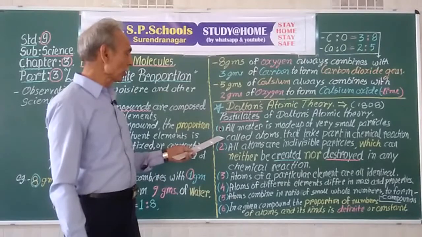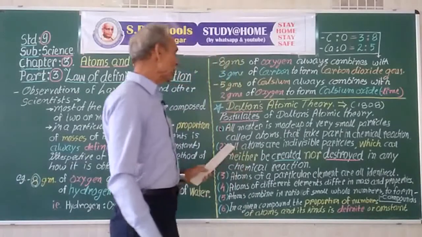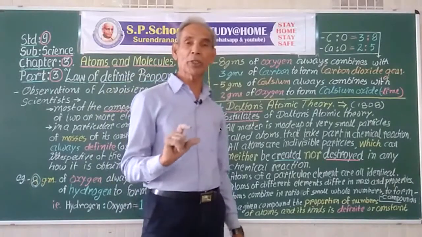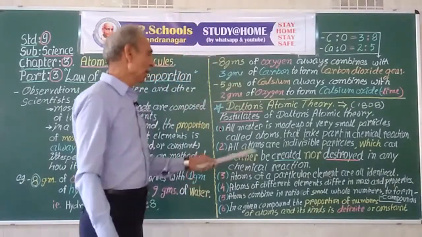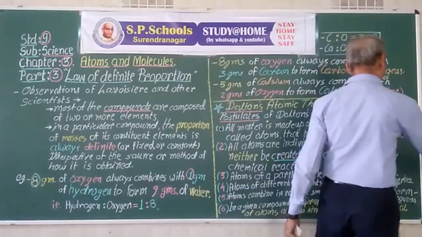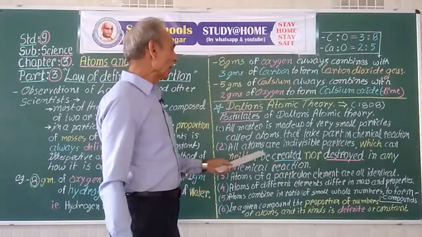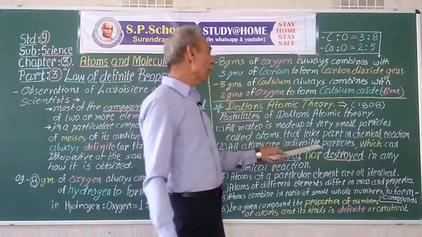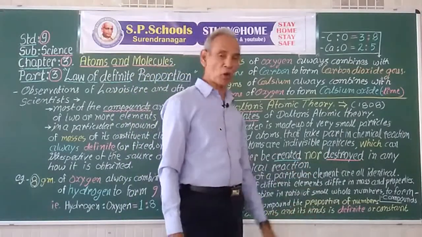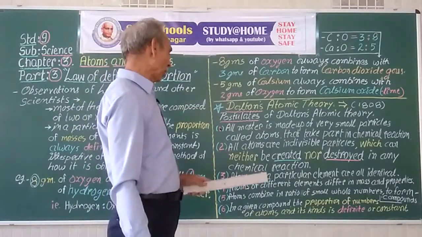Postulates. First postulate: all matter is made up of very small particles called atoms. The Greek name was given by Lavoisier and Proust: atoms. These atoms take part in chemical reactions. All atoms of an element are... This postulate shows the conservation of matter or mass.